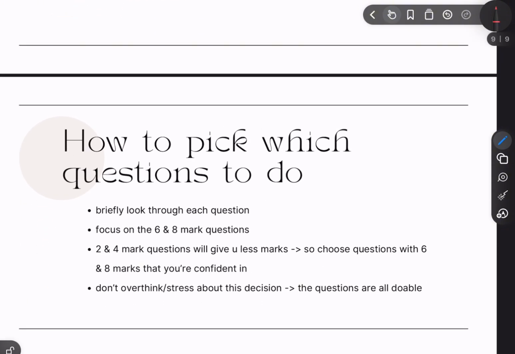How to pick which questions to do. Whenever you reach Section B, you should always briefly scan through all the questions first and see what they are asking. Then you can assess which ones you're more confident in doing. But remember to make your decisions based on the 6 and 8 mark questions rather than the 2 and 4 marks, because they take out more marks, so it will likely impact your grade. If you choose the easy 2 and 4 markers but harder 6 and 8 markers, it will be kind of harder to score well.